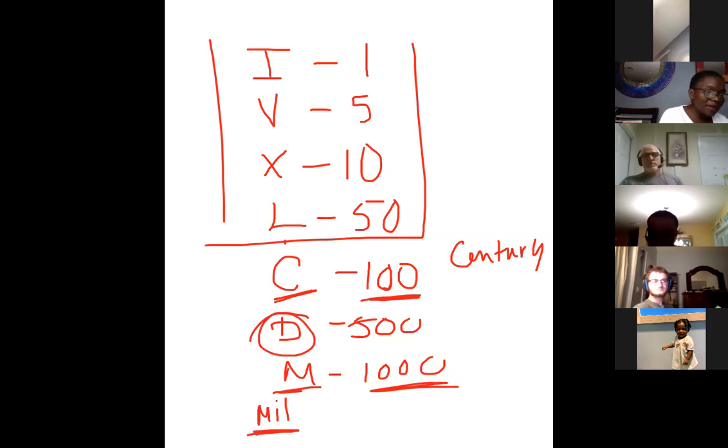Okay, the D, you guys are on your own with the D. The way I think about the D is it's halfway between mil and M. So D must be about 500, in between 100 and 1,000. Does that make sense? It's not exact, but you know what I mean.